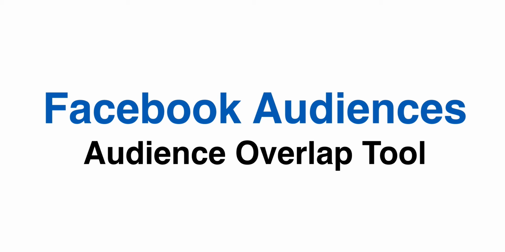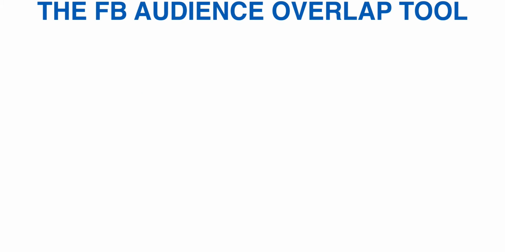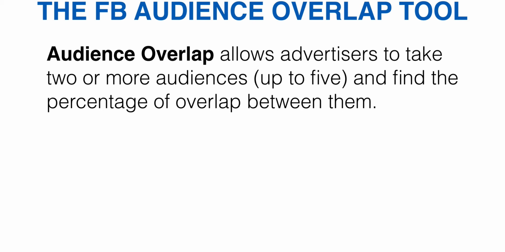Okay, so real quick, I'm just going to give you an explanation of what audience overlap is and what the tool does. Then we're going to go do a quick demo inside of my Facebook account. So let's talk about what is the audience overlap tool and what is audience overlap. Facebook released a tool called the audience overlap tool, and this will allow advertisers like us to take two or more audiences that we've saved. This could be a custom audience, a lookalike audience, or just some of our basic targeted audiences, and find the percentage of overlap between them.